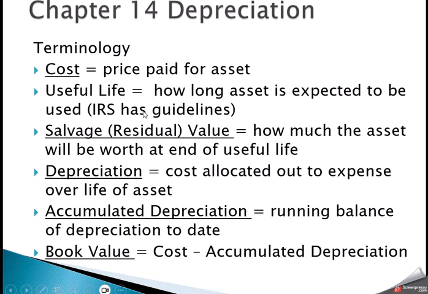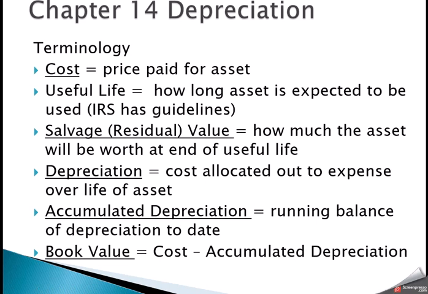IRS does give you some guidelines if you're thinking, well, I don't know. And then we look at what is our salvage value. So our salvage value says, well, at the end of its life, if I've bought a truck and I expect it to last 7 years, what's it going to be worth at the end? How much can I sell it for? How much can I trade it in for? That's my salvage or residual value.